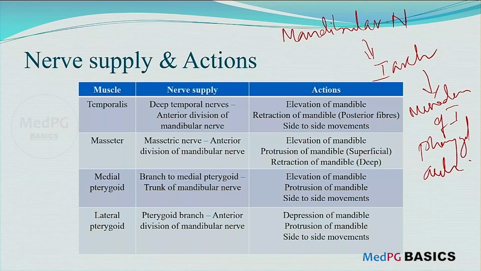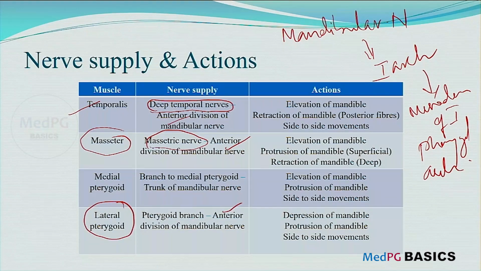Now, going back to the nerve supply of individual muscles, the temporalis has its nerve supply from the deep temporal nerves, which are branches of the anterior division of the mandibular nerve. Masseter has its nerve supply from the masseteric nerve, which is also derived from the anterior division of the mandibular nerve. The lateral pterygoid also has its nerve supply from one of the branches from the anterior division of the mandibular nerve, called the pterygoid branch.